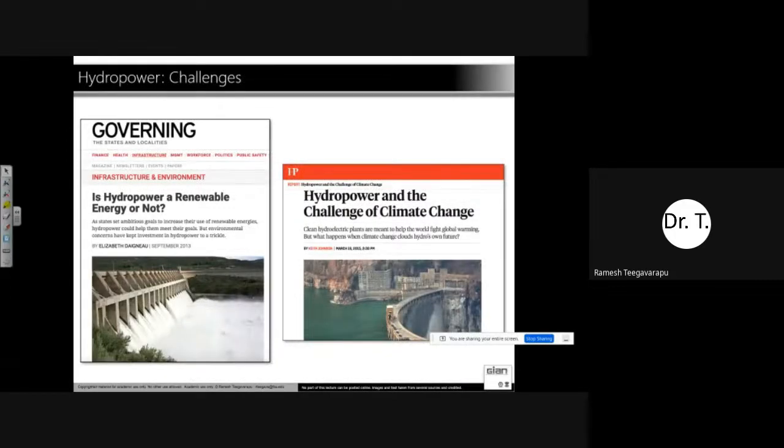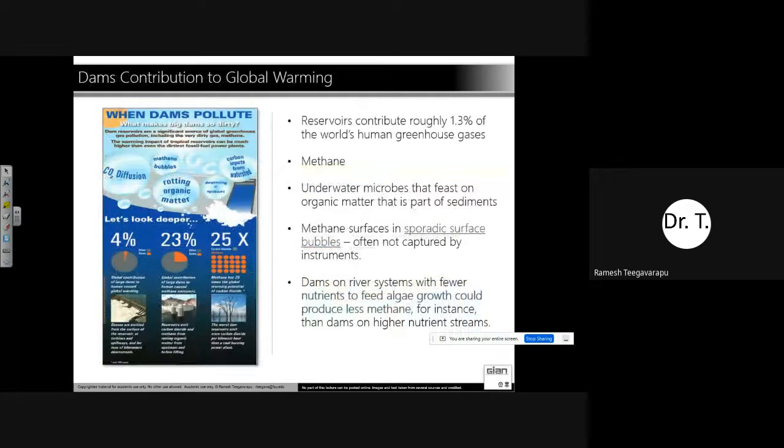And sometimes the question is also being asked, is hydropower a renewable energy or not, because of the issues the dams are causing. And there are also challenges in terms of maintaining the water levels so that we can get the corresponding heads for our turbines or for our hydropower systems. So again, that is also causing some problems.